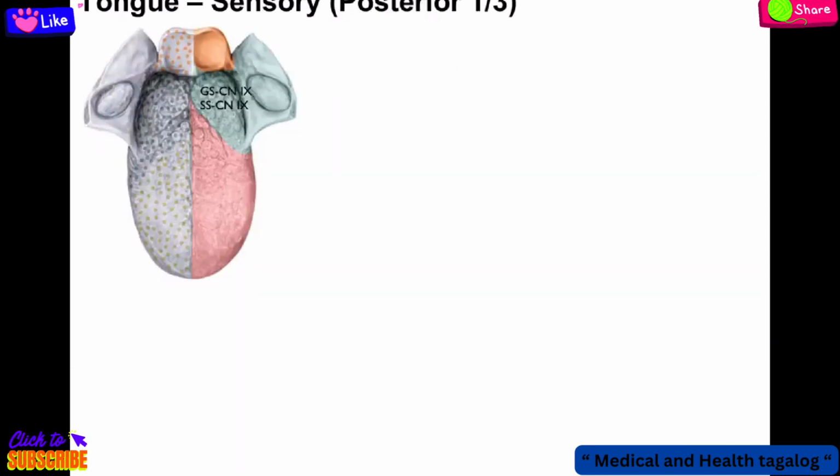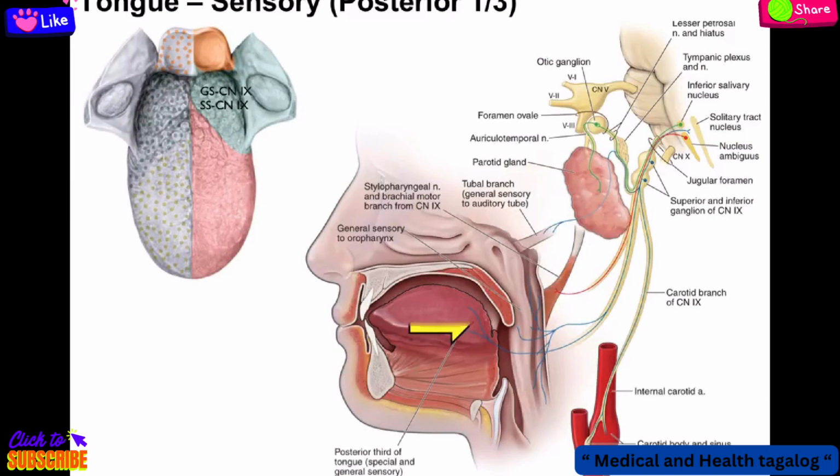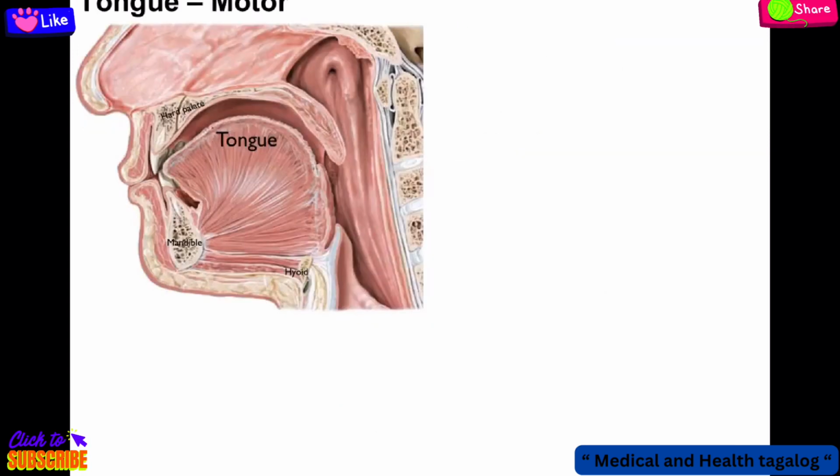Now the posterior third of the tongue. So there we've got general sensation, cranial nerve 9, special sensation, cranial nerve number 9. And so there we've got our posterior third of the tongue. General and special sensation are going to come from the posterior tongue and oropharynx and go back via cranial nerve number 9 to the medulla.